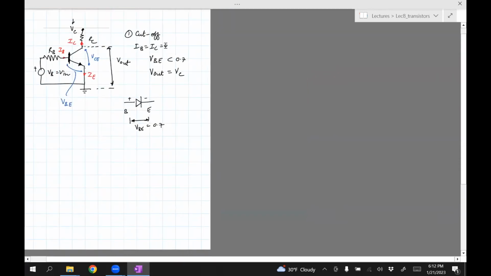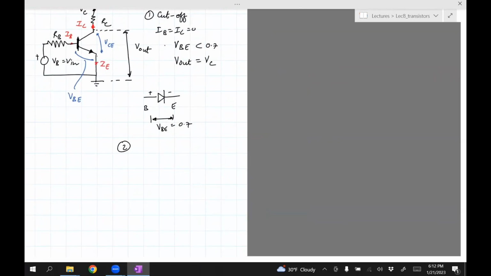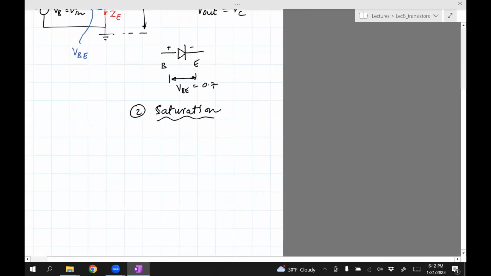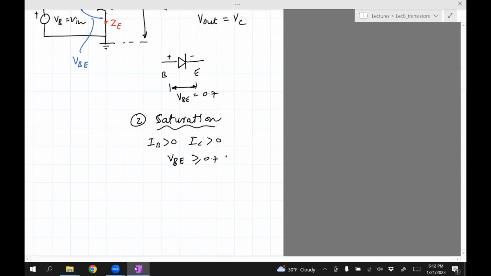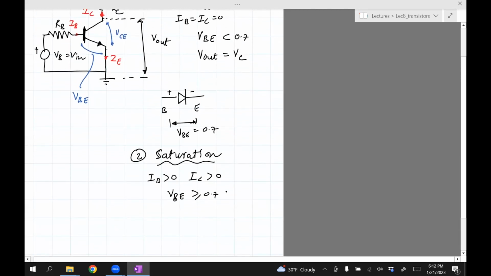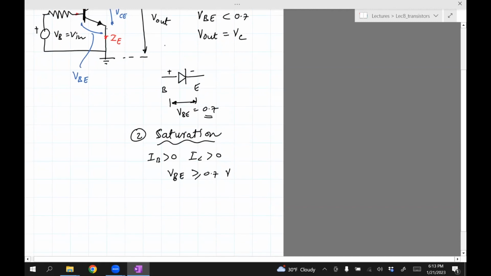Okay, now, the other mode is the saturation mode. In the saturation mode, the current IC is greater than 0, VBE is greater than or equal to 0.7. In other words, it means that you are changing the voltage in B such that the base emitter is greater than 0.7, which means that it is conducting. And that's why the current IB is not 0, but it's greater than 0.